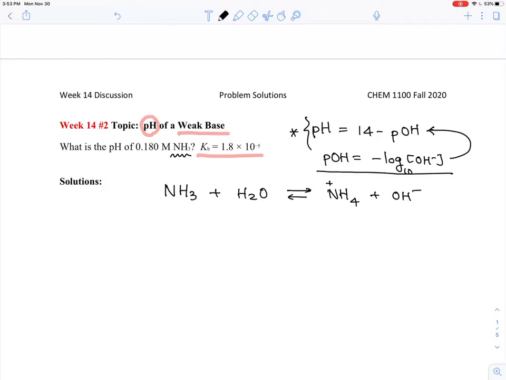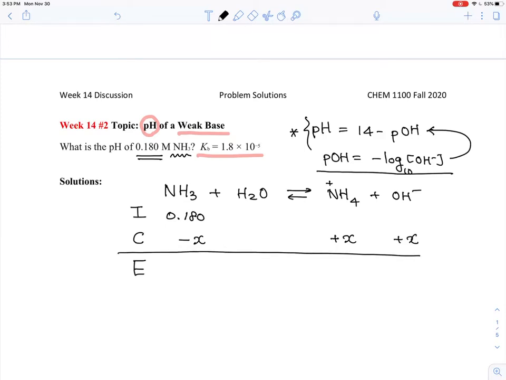Okay, so let's start with the ICE problem, establishing the initial, change, and equilibrium. The initial concentration is 0.180. Okay, what's my change? So you're going to lose some, as a weak base does. It's going to convert into the ammonium, so plus X and plus X. Okay, so that's the initial, and that's the change that I'm going to anticipate.